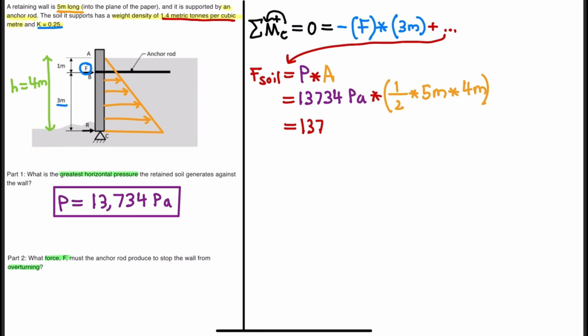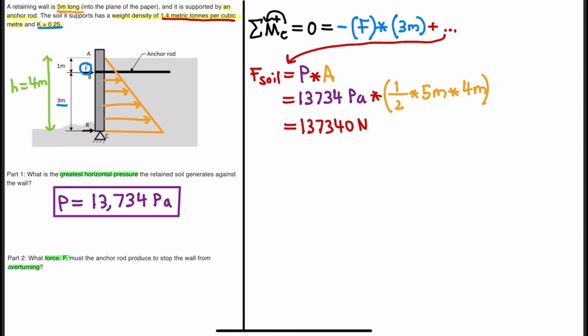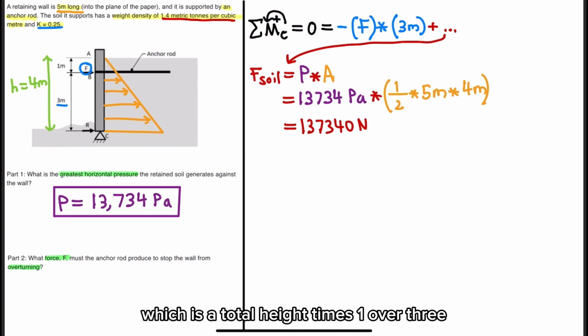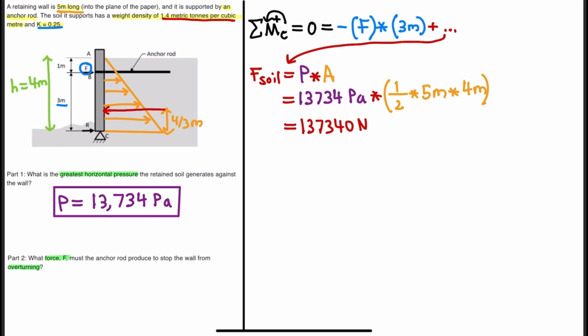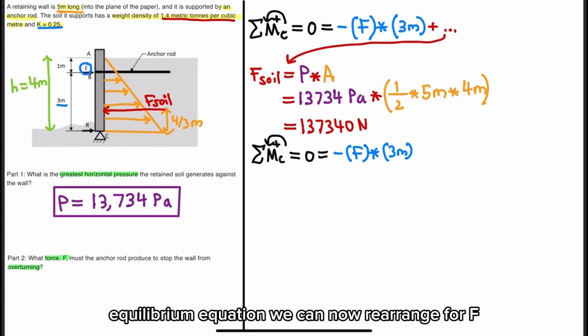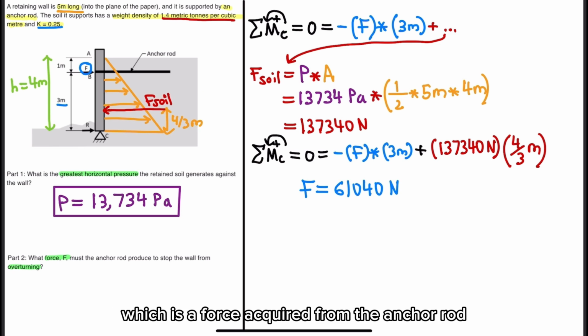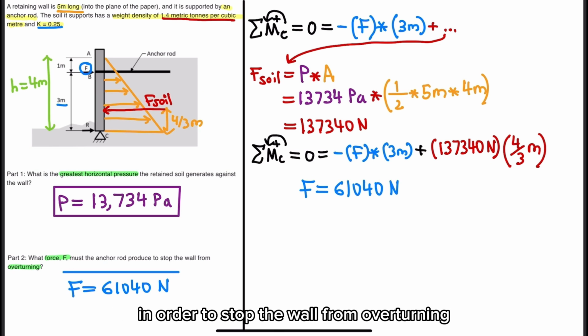137,340 newtons. To determine the total moment, we recall from a triangle distribution that the resultant force acts at 1/3 from the base of the triangle. The total distance is therefore 4, which is the total height, times 1/3. Inputting these results to our original moment equilibrium equation, we can now rearrange for F, therefore creating a solution of 61,040 newtons, which is the force required from the anchor rod in order to stop the wall from overturning.